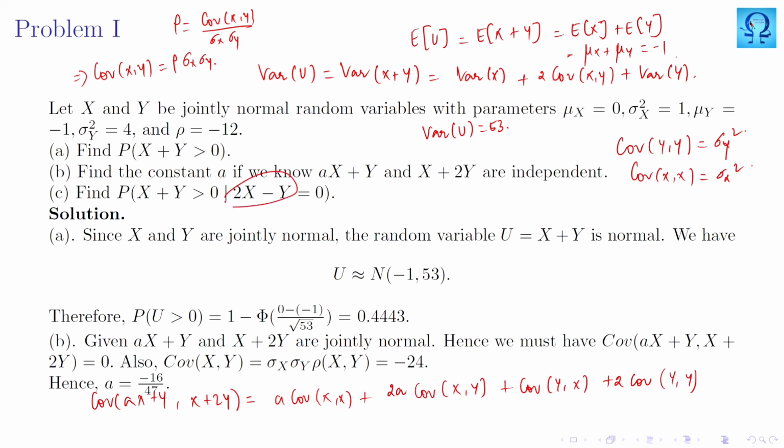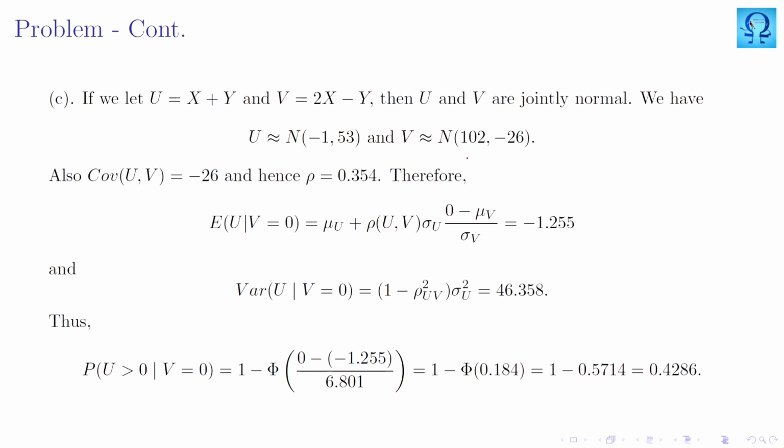Again, this is a linear combination of normal variates, so this should be a normal variate. Using the same calculations, supposing we take u as x plus y, and let us take v as 2x minus y. For this u, we have calculated the mean and variance already. Now we need to calculate the mean and variance for this v. Using the same ideology, if we just calculate it, we get the mean and variance value.